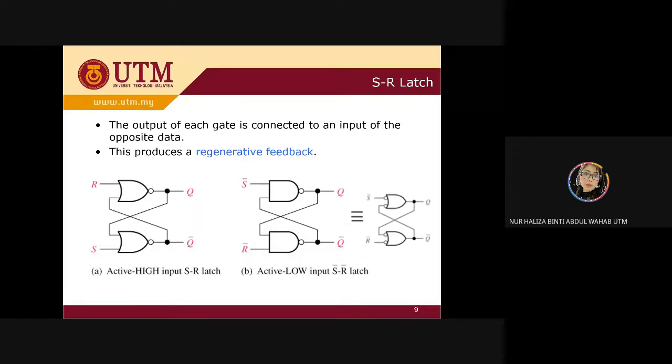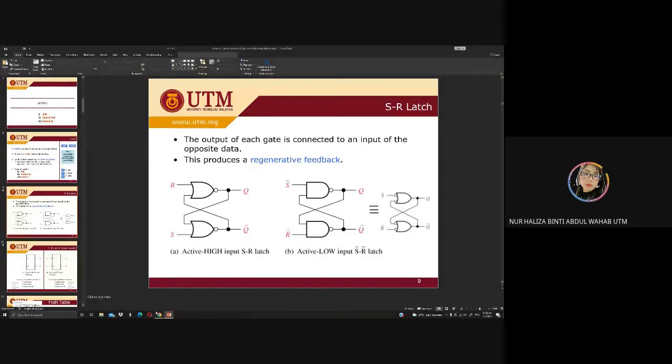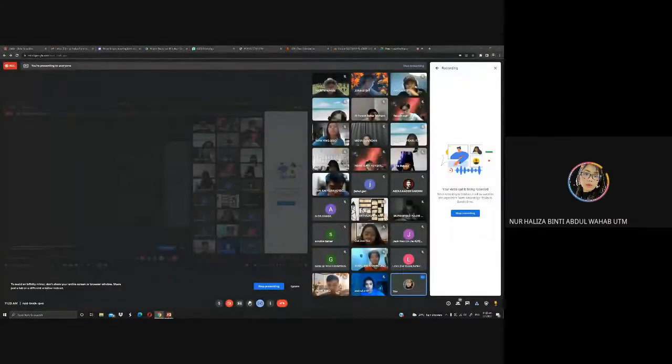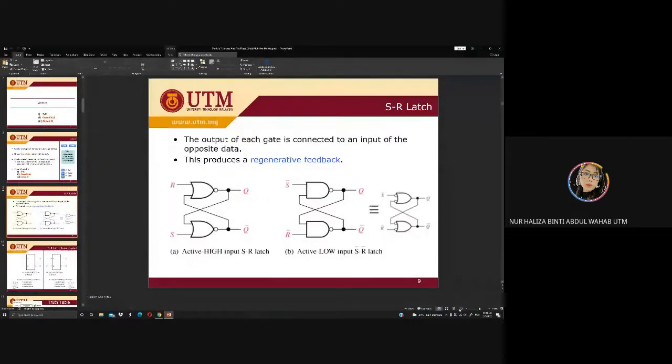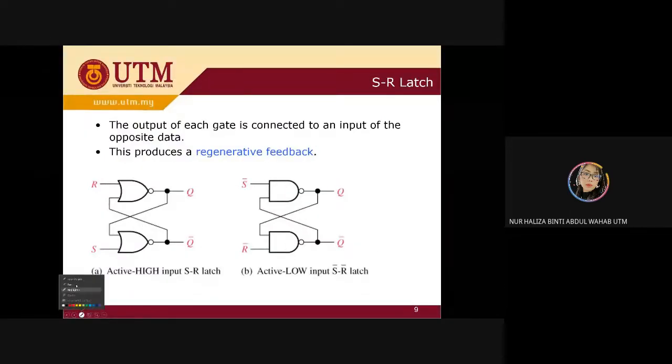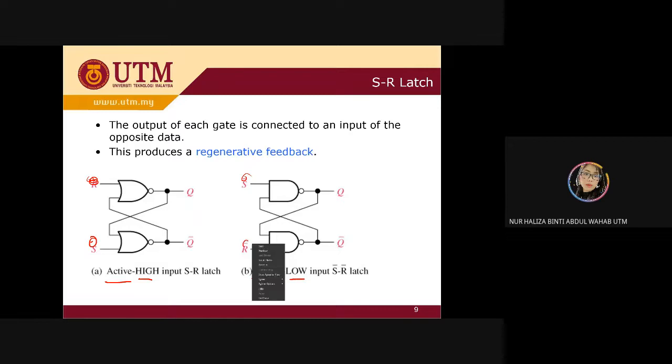This is the picture of the SR latch. You're going to have active high and active low. For active high, normally there is no bar. You can see here. But for your active low, you're going to have a bar.